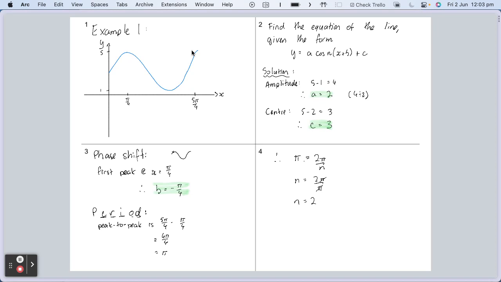Now, it says find the function, or find the equation of the line. So we put it all together now. I'll just green highlight that one. Just trying to make answers stand out is always good for a marker if you can make your answers stand out if you've got time. So I put it all together now, i.e. y is equal to 2 cos 2 outside of x minus pi on 4 plus 3. Job done. What do you think?